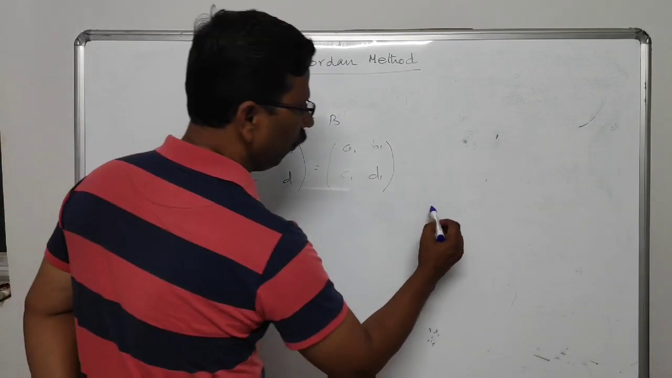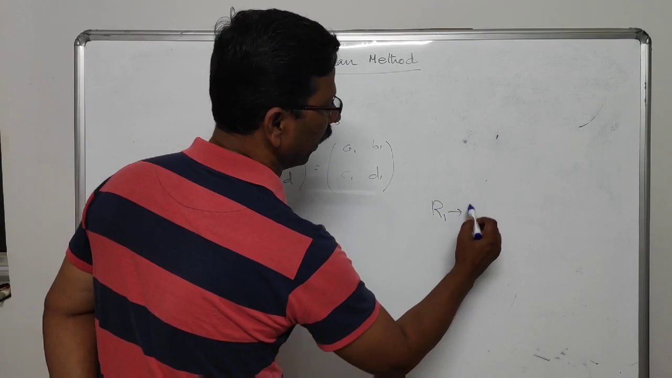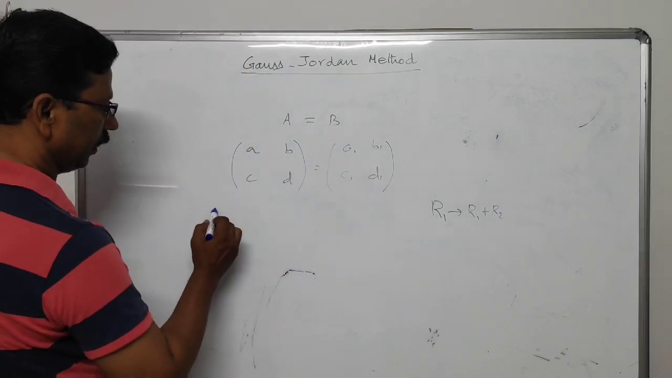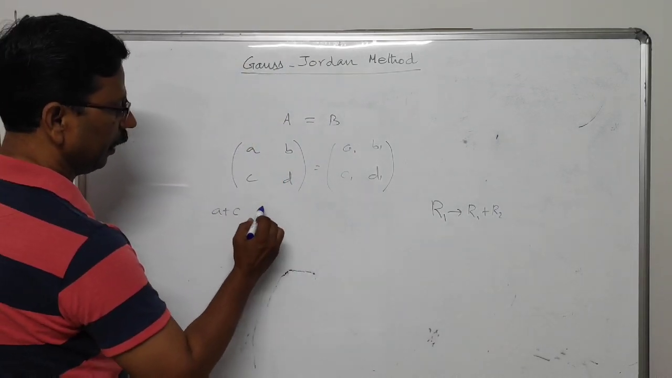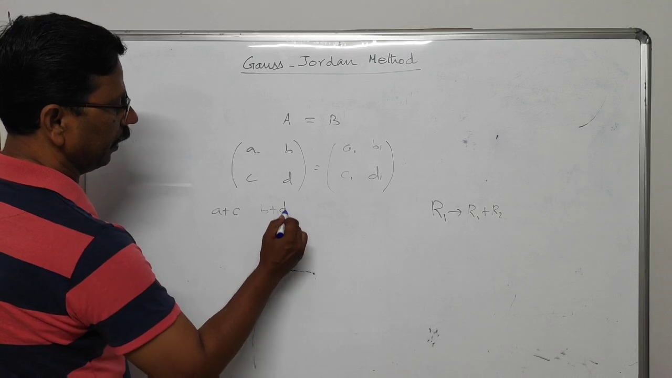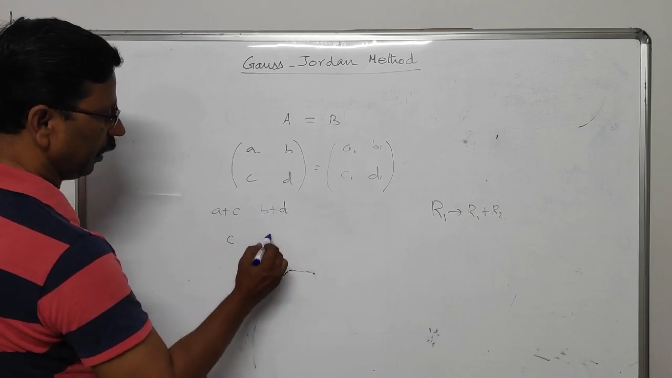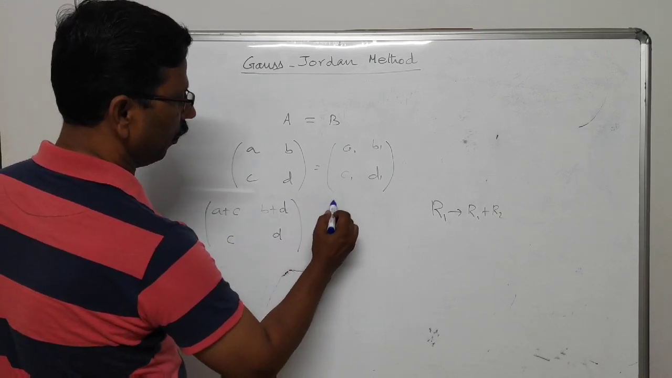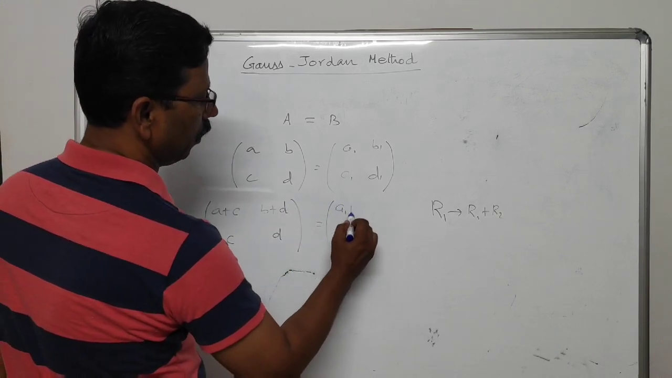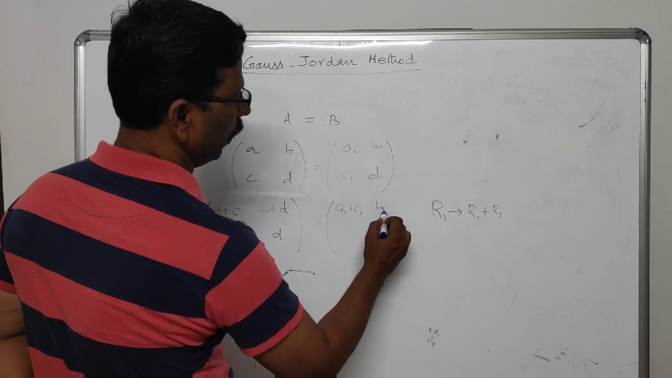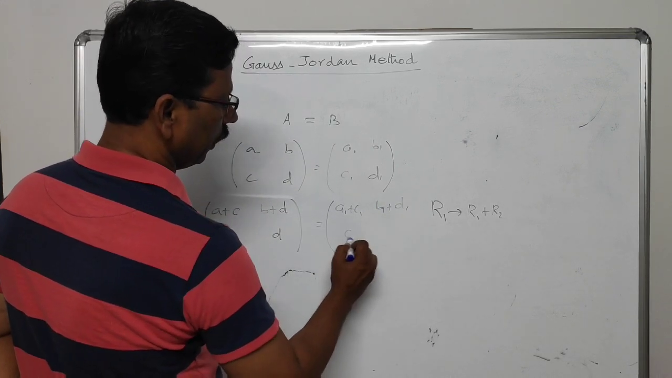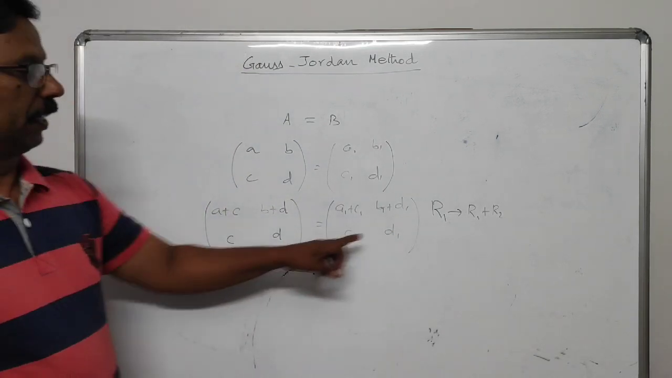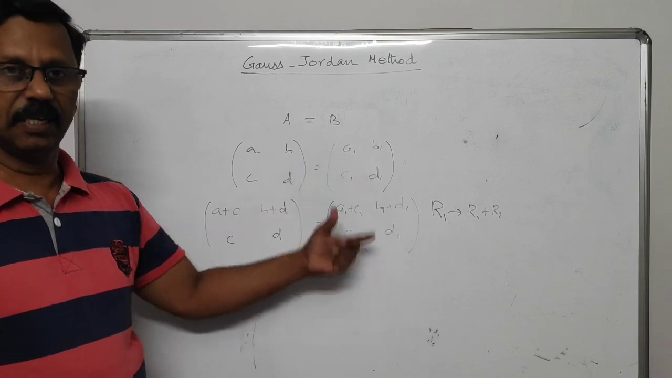For example, if you want to make a new R1 as R1 plus R2, we can easily do it. That is a plus c, here b plus d, and here c, d. Here also we can write a1 plus c1, here b1 plus d1, here c1, d1. Likewise, we can do our operation on both sides simultaneously.